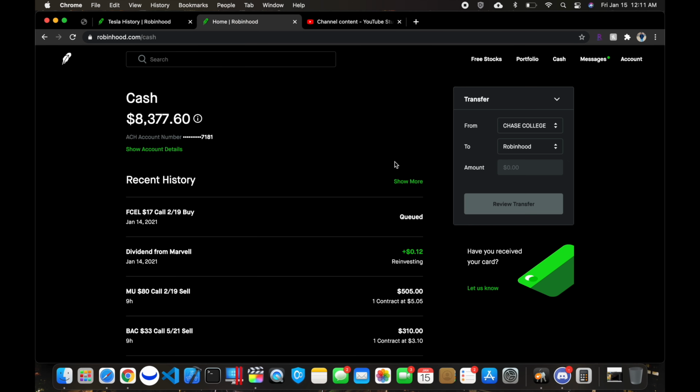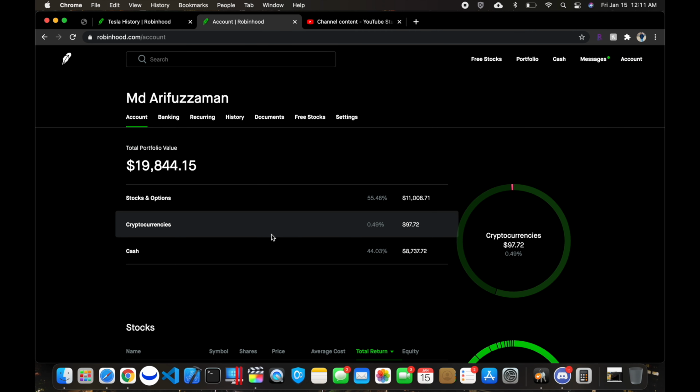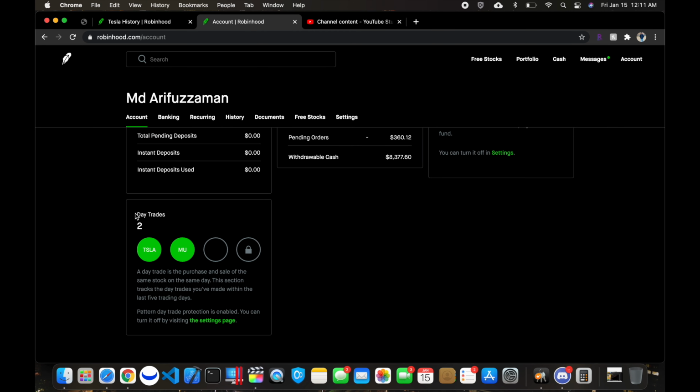How do I know how many day trades I've done and how many day trades I have more to do, and where do I find that information on Robinhood? So the one thing you can do is go up to your account, and then if you scroll all the way down you'll see your day trades and it will tell you what you did your day trade on.